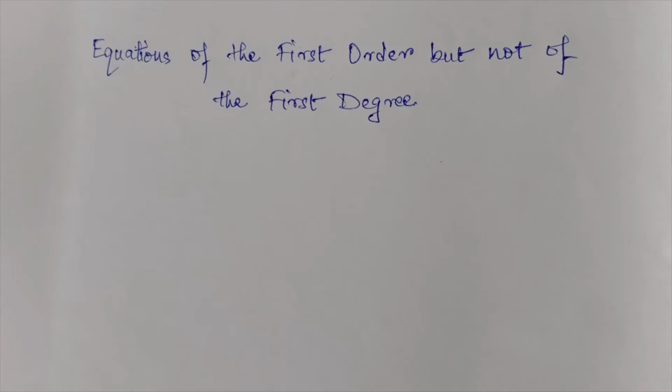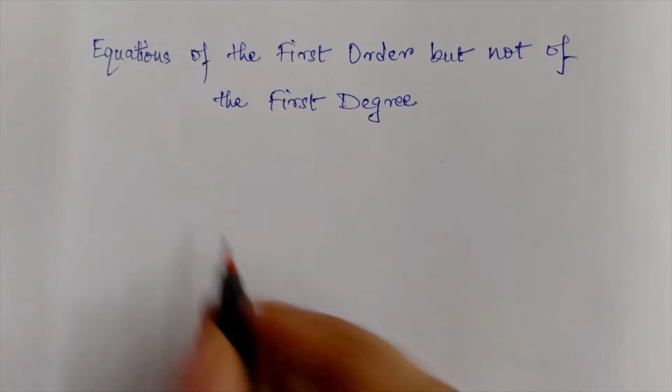Equations of the first order but not of the first degree. Please check the previous video where we find solutions for equations solvable for p, for y and for x. This is a continued video where we check out Clairaut's form.